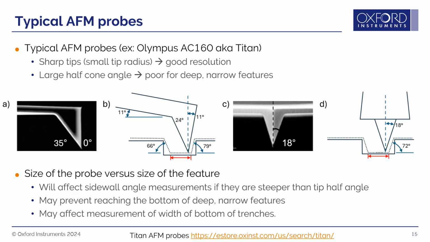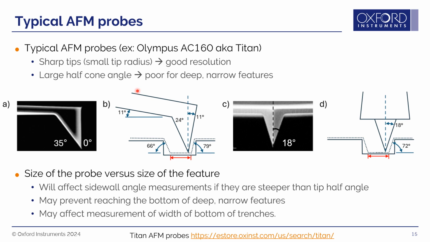So let's first consider a conventional probe like an Olympus AC160 or our new Asylum Research Titan series probes. These probes have very sharp tips, which means that they can achieve very high resolution. But they do have relatively large tip half cone angles, which can make them a poor choice for deep and narrow features. Here, you see that the front and back angles of the tip are asymmetric, but when the probe is held for scanning at an 11-degree angle, that asymmetry is reduced.